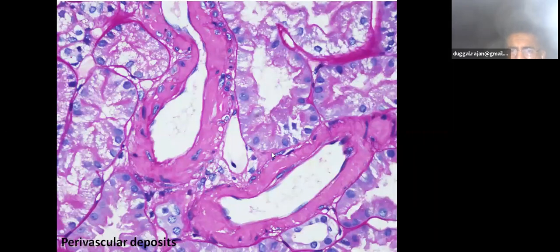And this is what I was trying to show: this is a PAS positive tubular basement membrane, and this deposit is not PAS positive. It is not of the same color. It is slightly PAS positive or weakly PAS positive or PAS negative. So when you find anything around the vessel which is PAS negative, silver negative, think of amyloid.